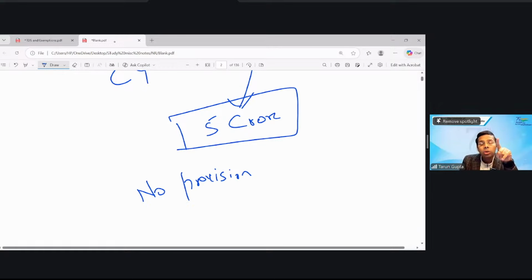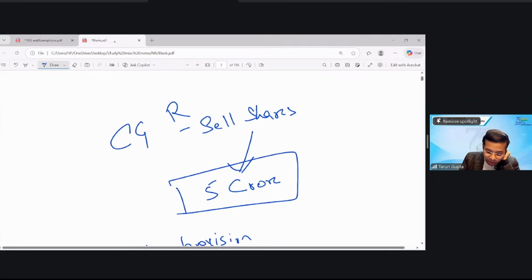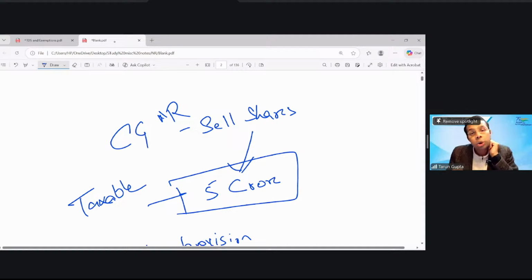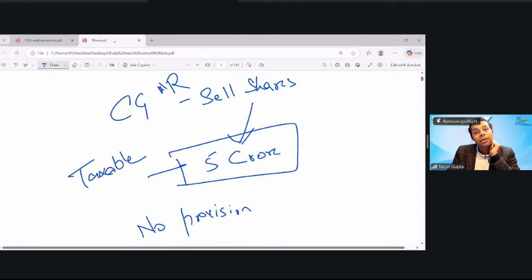In case of resident, the law only lists down the different types of payment on which tax is to be deducted. But had it been the case of an NR selling shares to whomsoever and earning a capital gain of 5 crore, and this capital gain is taxable in India because the capital asset is situated in India, then the payer has to deduct tax on this 5 crore under section 195. Understand?